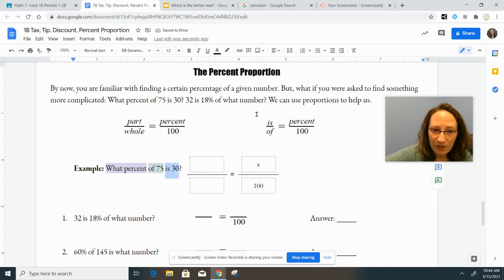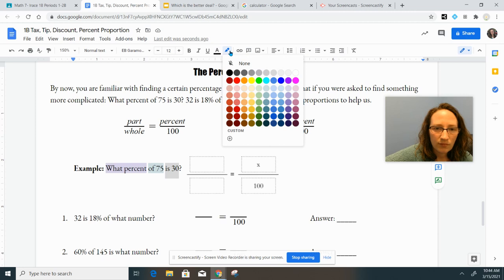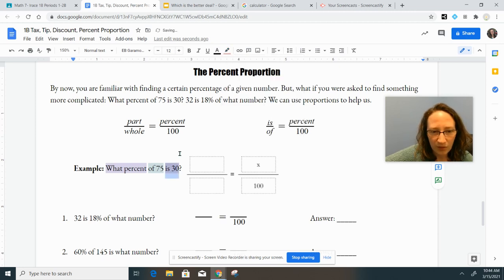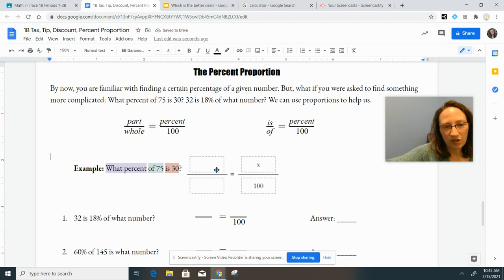And then we have is 30. Now, again, if we were doing this on paper and maybe you are at school, that's great. You would circle of 75 and is 30. And that groups them together. And that should help us figure out where to place those numbers in our proportion.